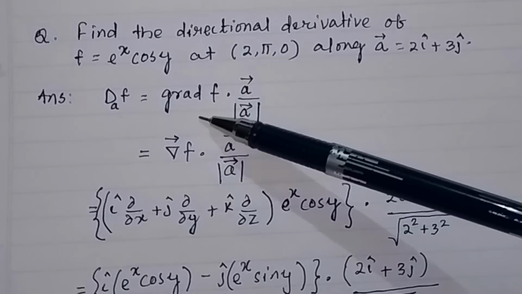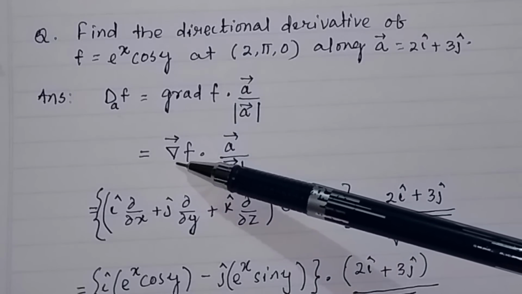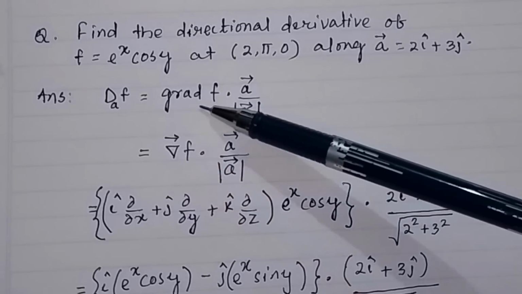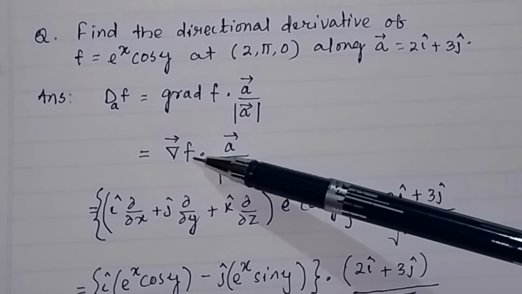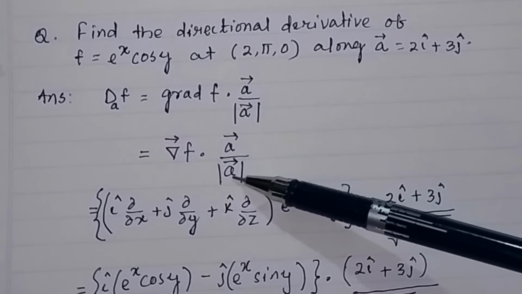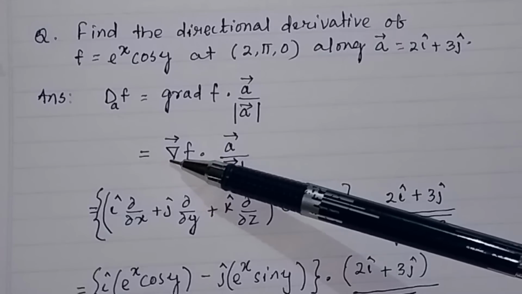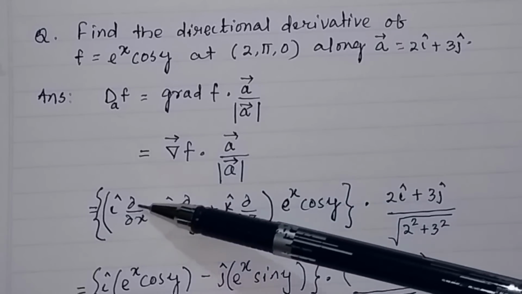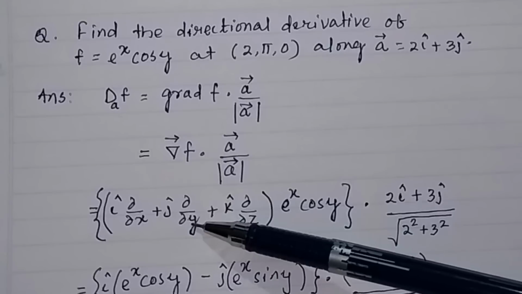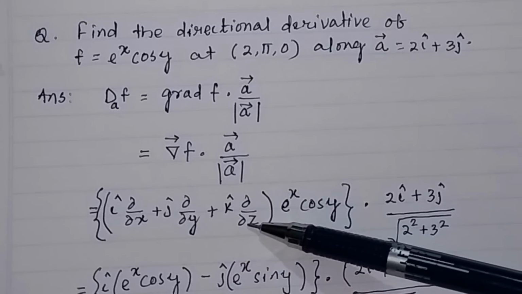And we know the gradient of a scalar function can be represented by the del operator, or del of f. Here I have written the gradient of f, meaning del of f, dotted with the unit vector, that is a divided by the magnitude of a. And the del operator can be written as i cap partial derivative with respect to x plus j cap partial derivative with respect to y plus k cap partial derivative with respect to z.